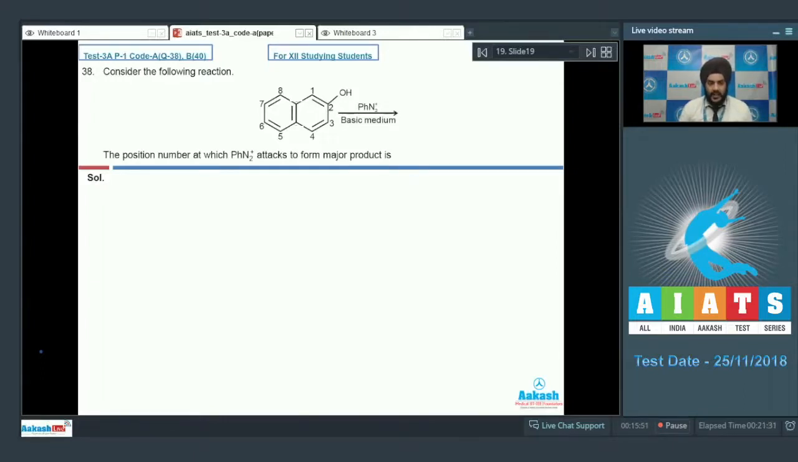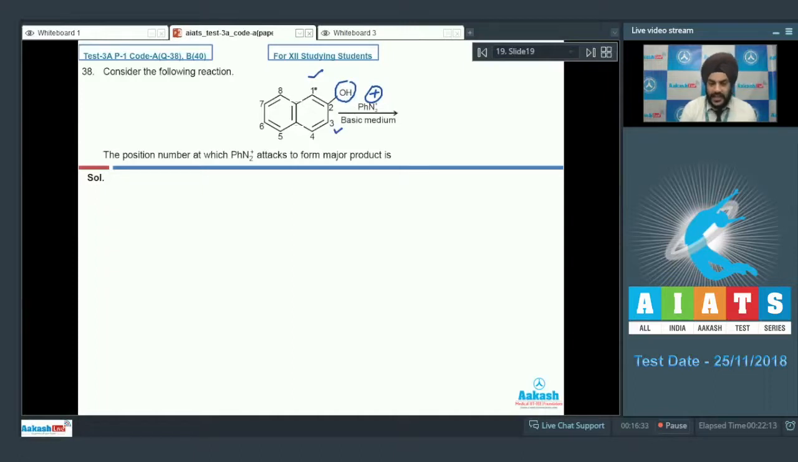Consider the following reaction. So students, in the reaction, the examiner seems to be interested in the coupling of benzene diazonium salt with beta naphthol. And the examiner is interested in knowing the position at which PhN2+ attacks to form the major product. So students, the electrophile will attack the more activated ring, which is the ring containing the OH group. And if we look at the sites which are capable of accommodating the incoming electrophile, there is a competition between position number 1 and position number 3.